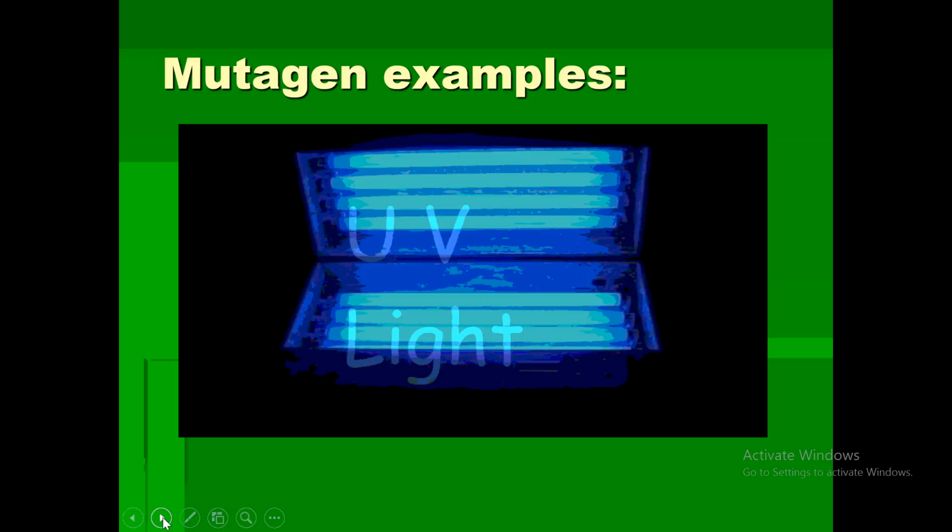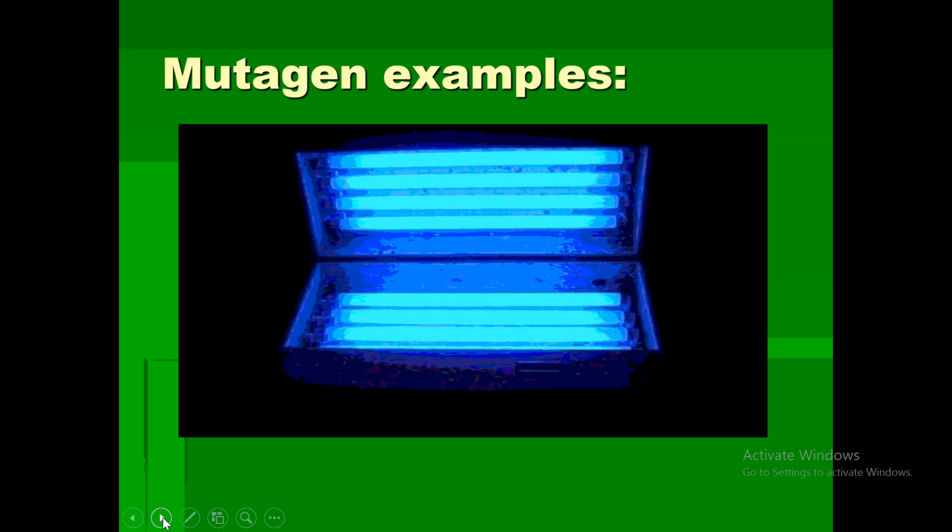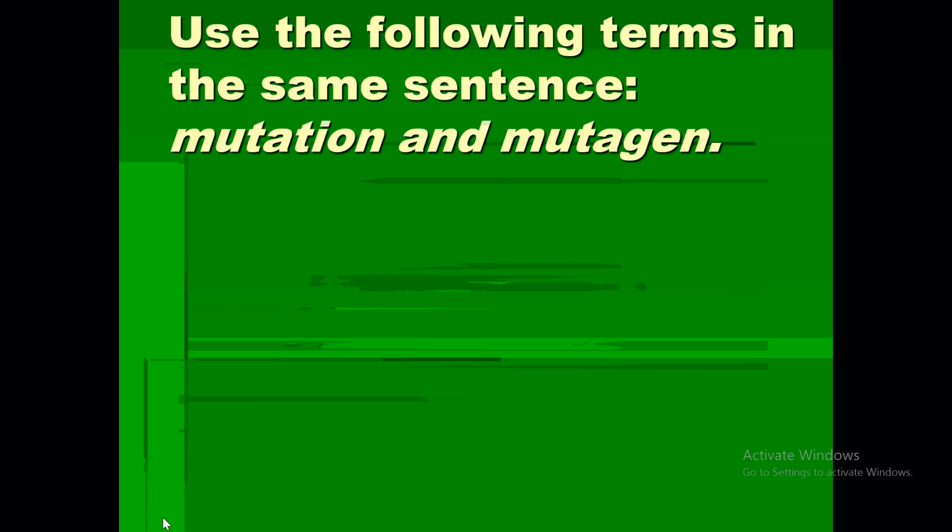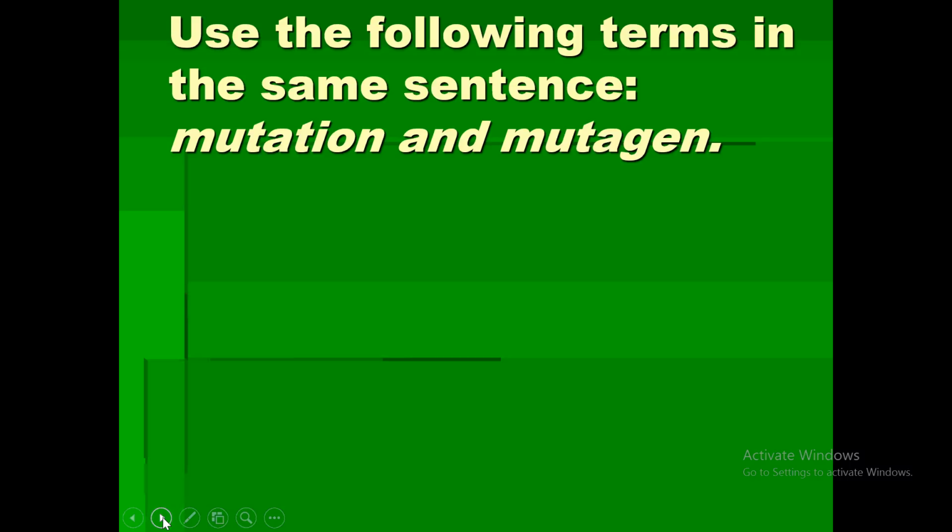All right. We're going to use the following terms, and right now I want you to take about 20 seconds and use the terms mutation and mutagen in a sentence. Do it now. Why you two? Let's do it now. Create a sentence using these two terms. We're doing really good. But I do want you to share sentences.